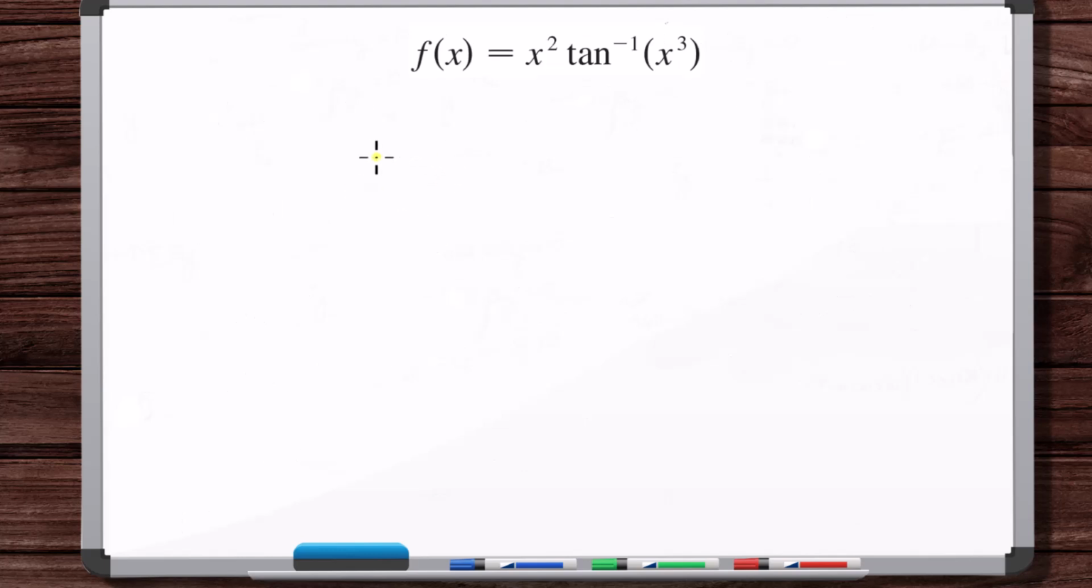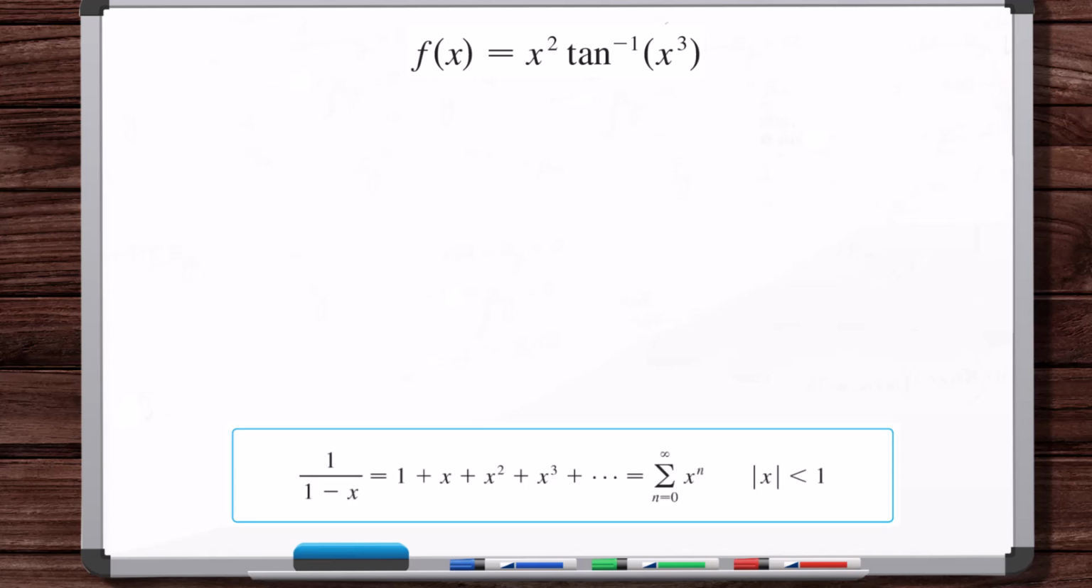Okay, so let's bring in the comparison. Well, remember that we can take this x squared and separate it. And if we find the power series representation of this, then we can just bring in the x squared after. So what is the derivative of arctangent of x cubed?